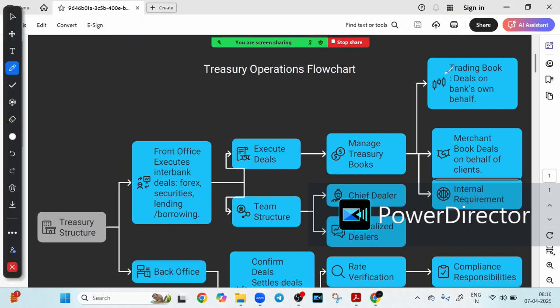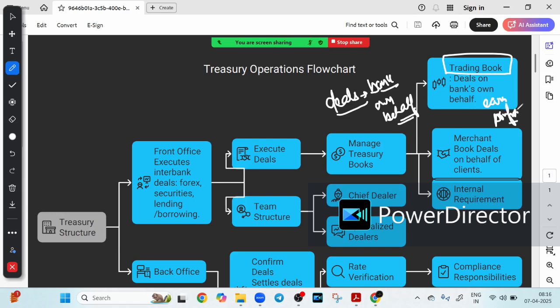The first is called the trading book. You know what the meaning of trading book is? It covers deals done on the bank's own behalf. Those deals which are done on the bank's own behalf are called the trading book, aimed at earning profit. What is the main aim? The main aim is earning profit. That is the main aim, right?